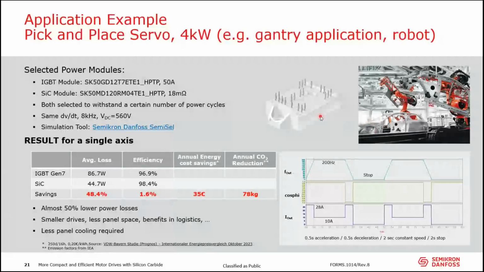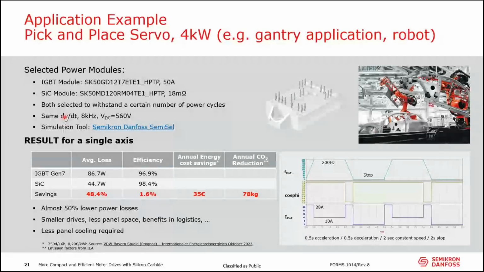For this simulation, I did the same thing as before. I used 50 amp rated generation 7 IGBT modules and 80 milliohm silicon carbide modules here in the E1 package, Semitop E1. The requirement here was a certain number of power cycles. I used the same dV/dt for both, 8 kilohertz carrier frequency because servos normally run a little higher, and a DC voltage of 560 volts. And then I used, again, our simulation tool to do this thermal simulation.